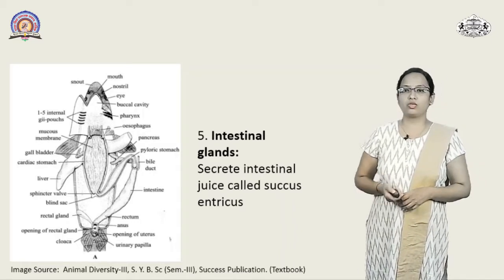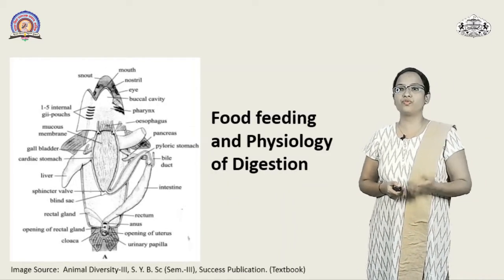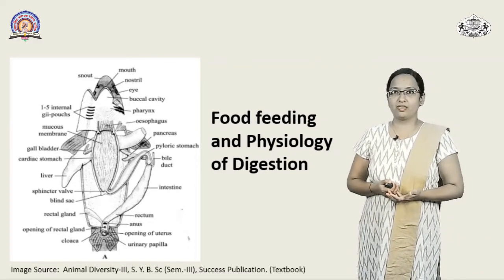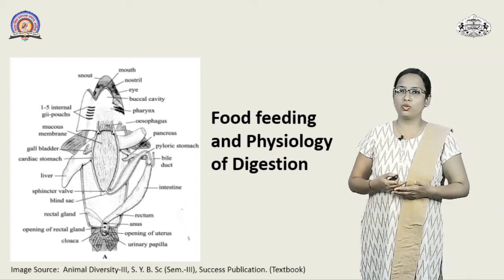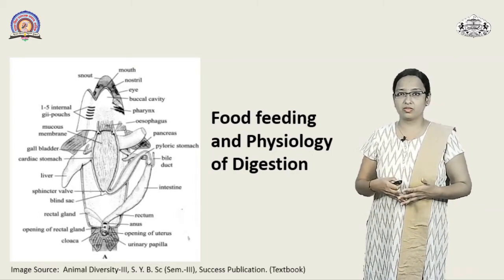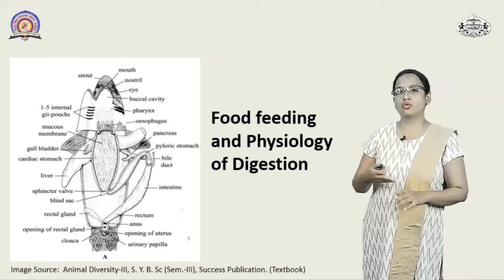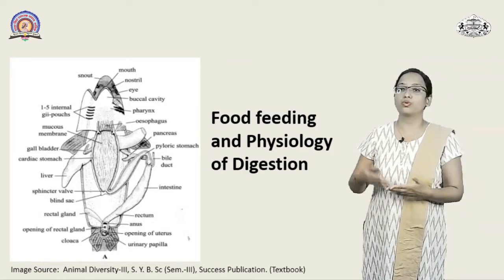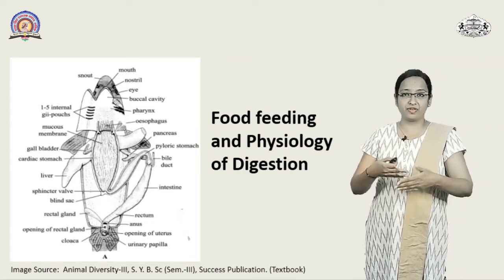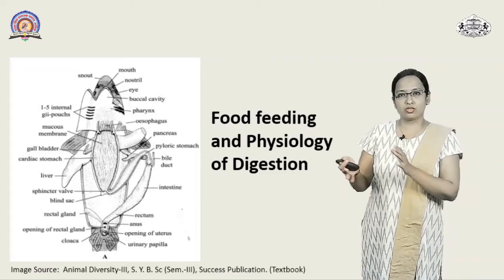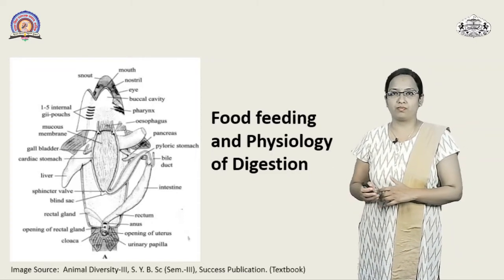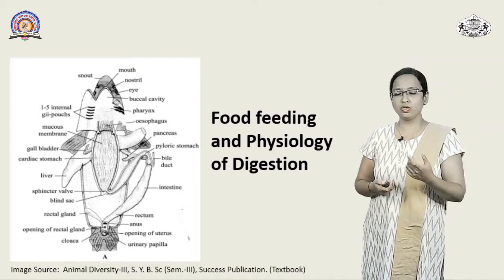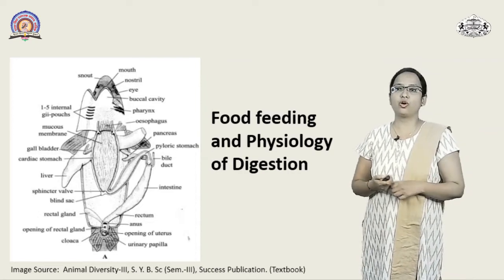So, moving on to the next portion, which is food, feeding and physiology of digestion. What do they feed on? Now these organisms, as we all know, are carnivores, they are predators, and in some cases they also show scavenger behavior. So obviously they are going to feed on smaller fish, lobsters, and sepia. Small organisms, small mollusks which are available in the sea waters, they will feed on.